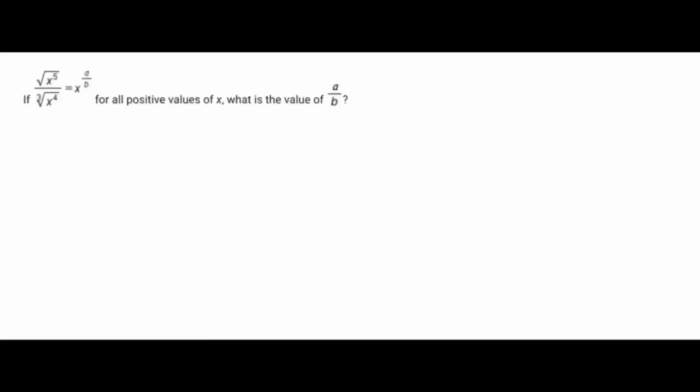If square root of x to the 5th over cube root of x to the 4th equals x to the power of a over b, for all values of x, what is the value of a over b?